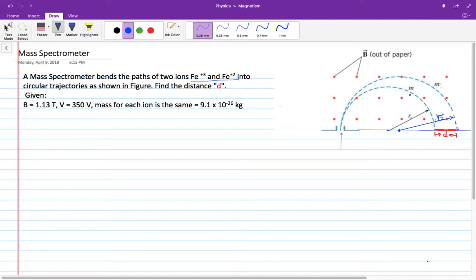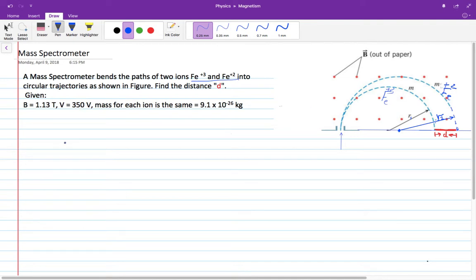Since this one is bent more, and you will see later, this should be the Fe plus 3 path, and this should be the Fe plus 2 one. This happens basically because the magnetic field acts with a bigger force on bigger charges, and Fe plus 3 is a bigger charge than this one.